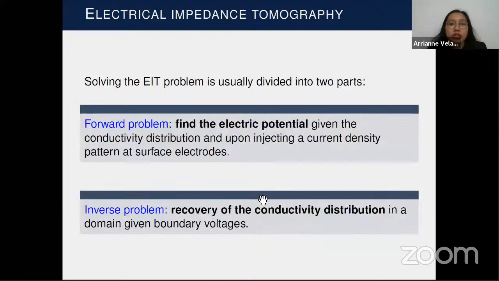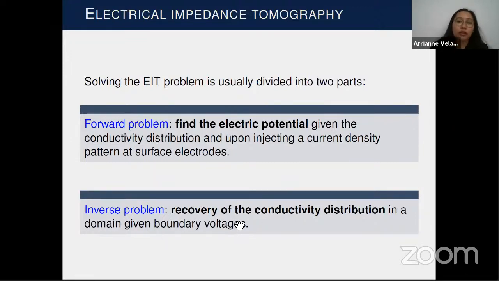As I have mentioned earlier, solving EIT is divided into two parts. The first part is the forward problem, and the second part, which is the main part, is the inverse problem. In the forward problem, we aim to find the electric potential given a fixed conductivity distribution and upon injecting a current density pattern at surface electrodes. This is where the data acquisition is done. Using that data, which are given by the boundary voltages, we aim to recover the conductivity distribution in the main part of EIT, the inverse problem.